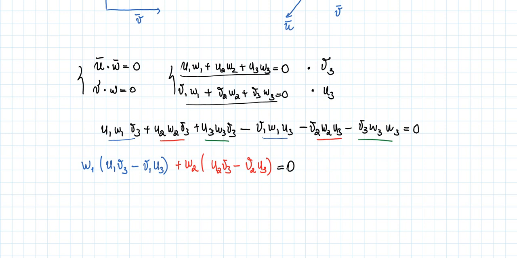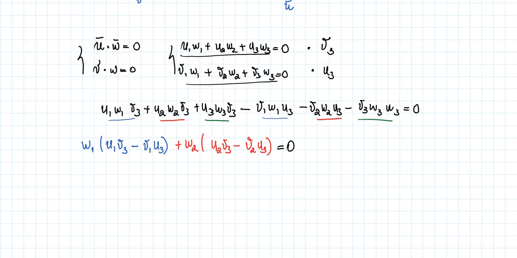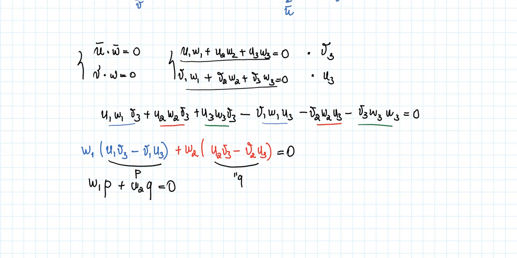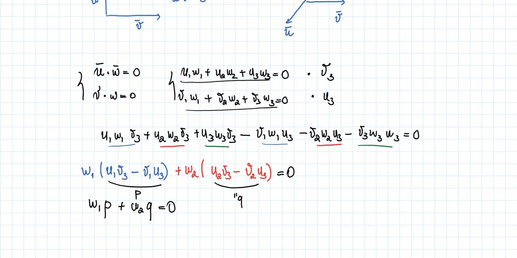Okay, good. So what I can do is, I have the expression in this form: omega 1 multiplied by some constant, let me denote it p, plus omega 2 multiplied by another constant, q, is equal to 0, right? So here, this is equal to p, and this is equal to q. So from the beginning, our system of equations would have infinitely many solutions, because if we have two equations and three unknowns, this kind of system has infinitely many solutions.